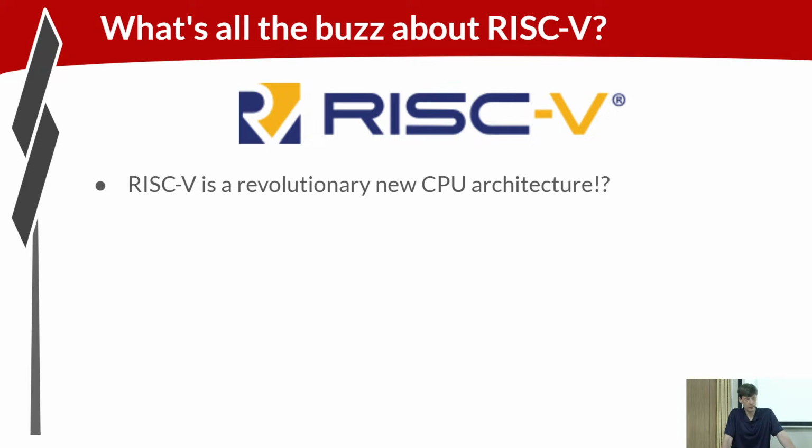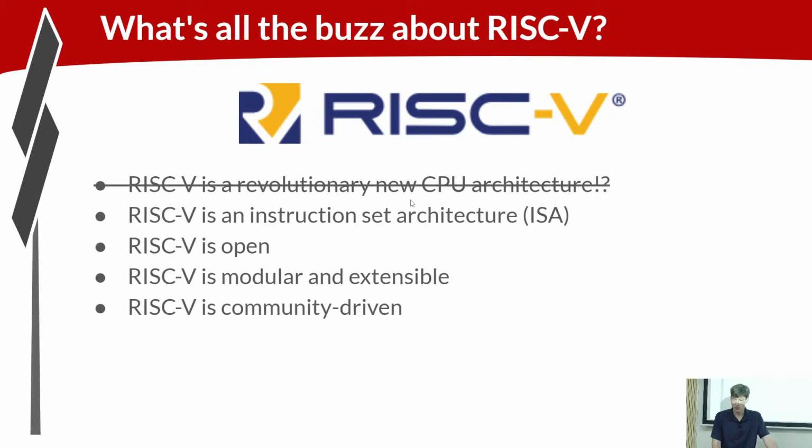I'm sure you've all heard a lot of buzz around RISC-V. There's a lot of drum beating. What's so novel and worthy of all the enthusiasm about RISC-V? It must be some revolutionary new CPU architecture, right? No, it's not. It looks a lot like many instruction set architectures that have come before it.